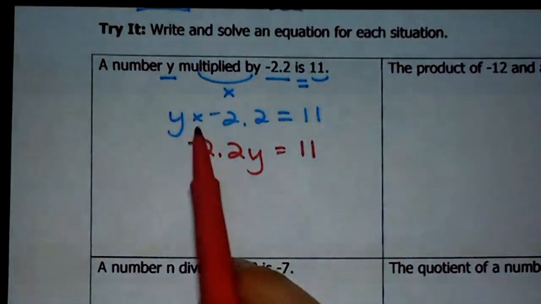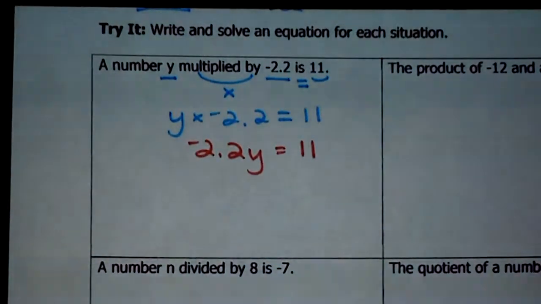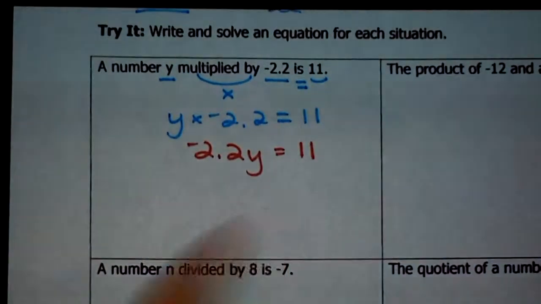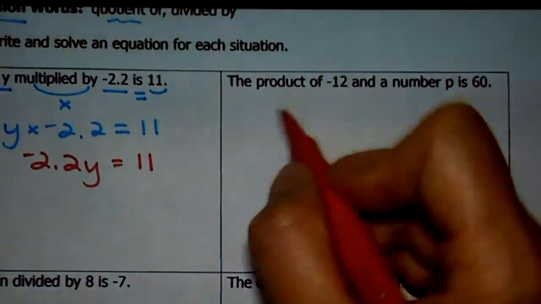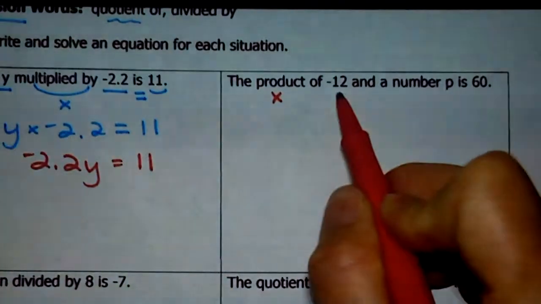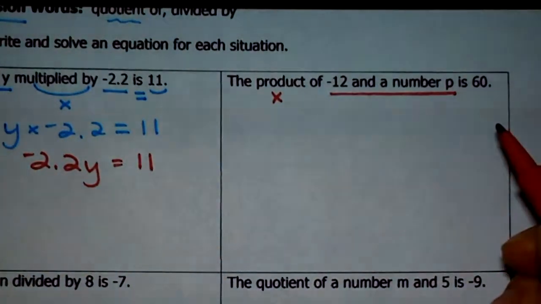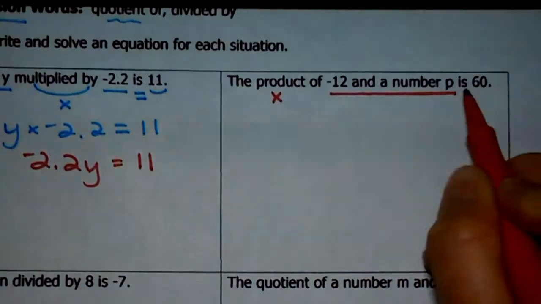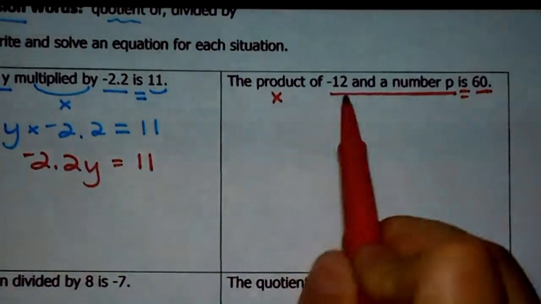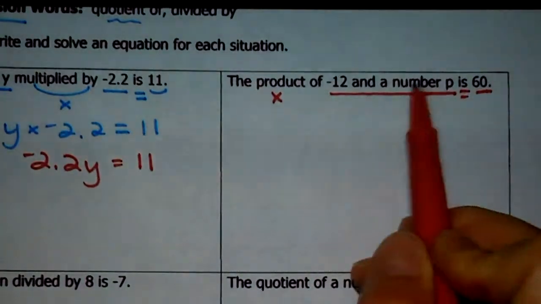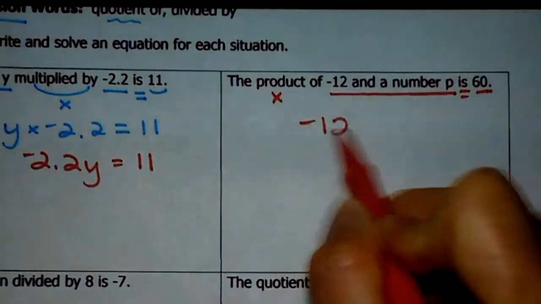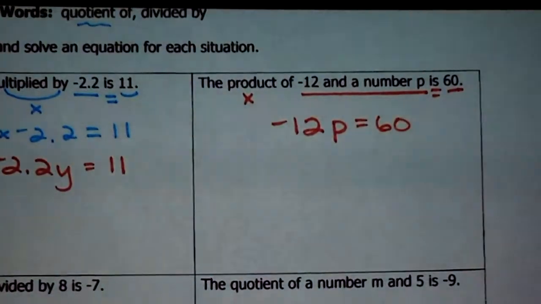Why, you say? Well, can't that x be mistaken for a regular x? It just gets too confusing. So that's, I'm guessing, why they dropped the sign when you're multiplying a number and a letter. Anyway, that's that. Next one says the product of, so I know that means multiplication, the product of what? Of negative 12 and a number p. So I want the product of that, and it says it is 60. So the product of negative 12 and p means multiply those two. Again, I dropped the sign. I would write that as negative 12p, and it says that is 60.